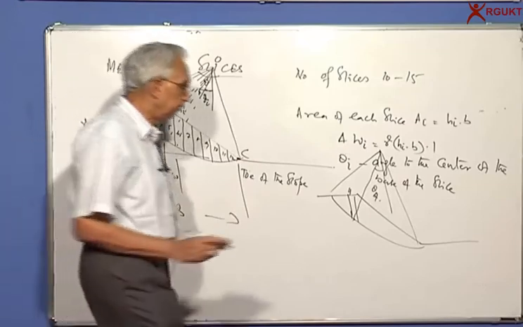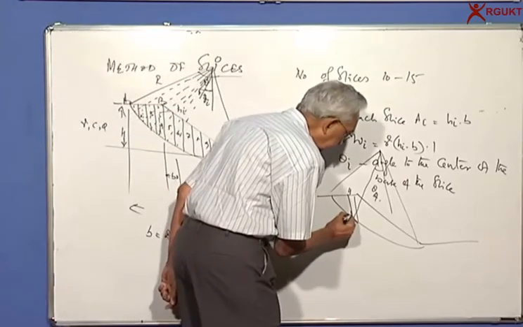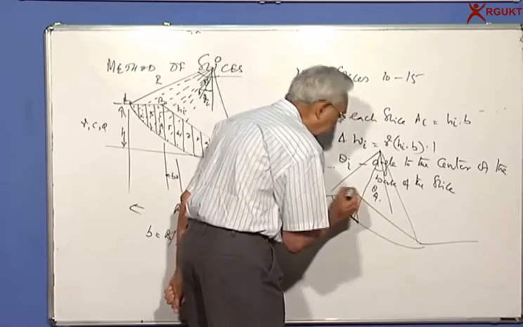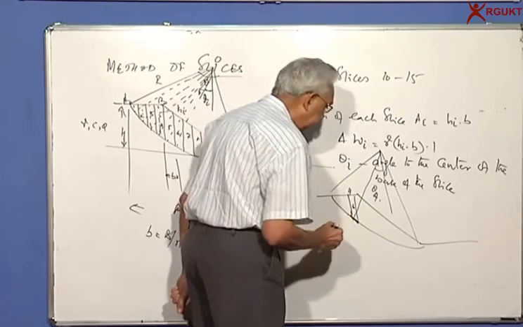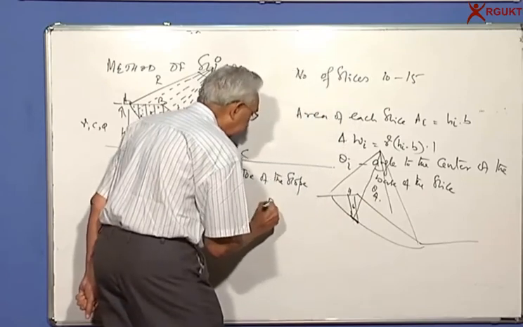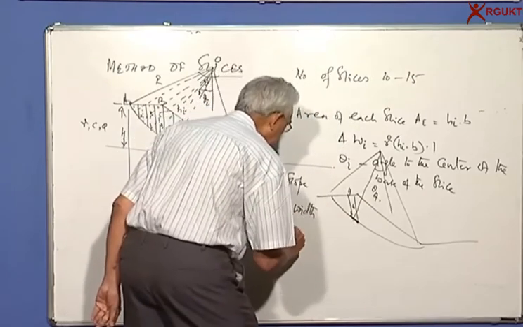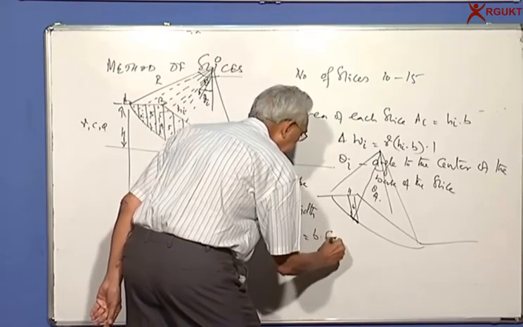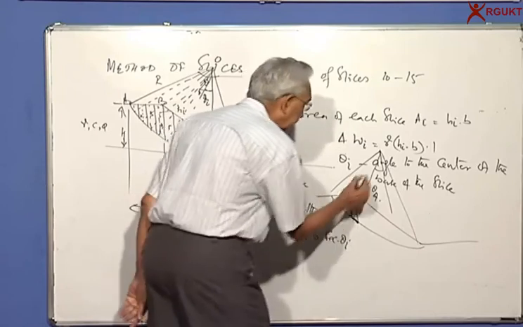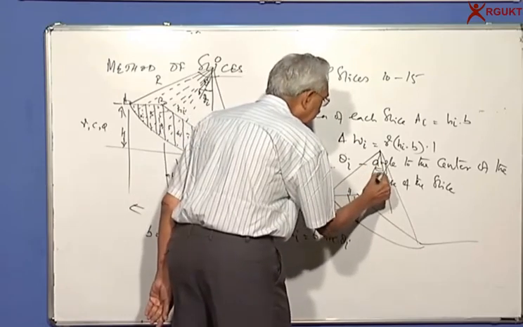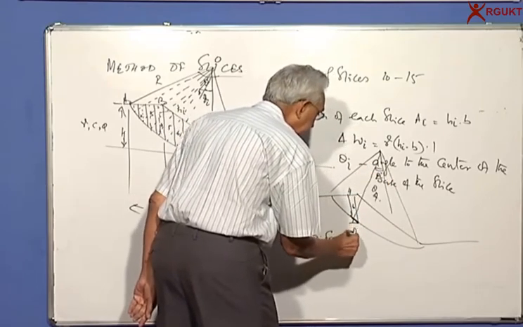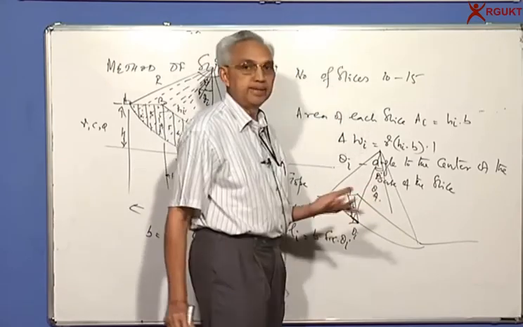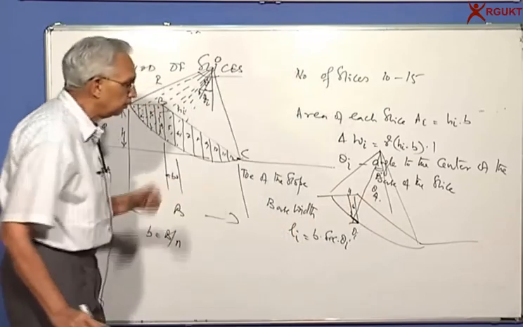Okay, so if I now take it, this tangent to the arc of a circle will be perpendicular, so that if this is b, you can say that the base width of the slice, suppose I call that Li, is b into secant theta i. This angle is theta i, so this angle also will be theta i. Vertical and the normal, horizontal and the tangent will be exactly the same. So I know the base width.